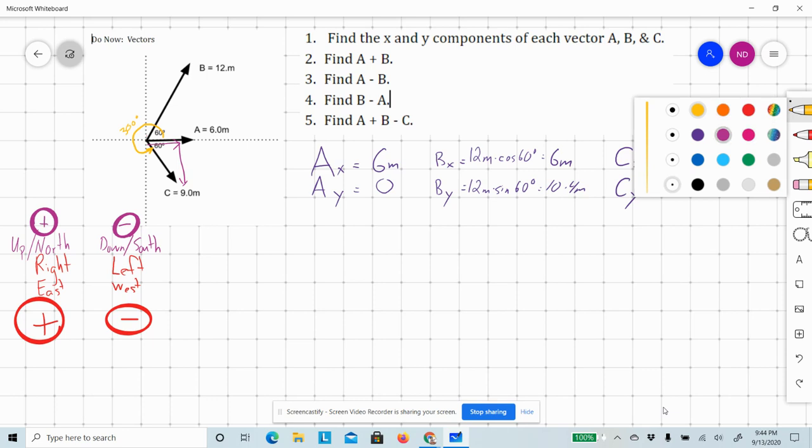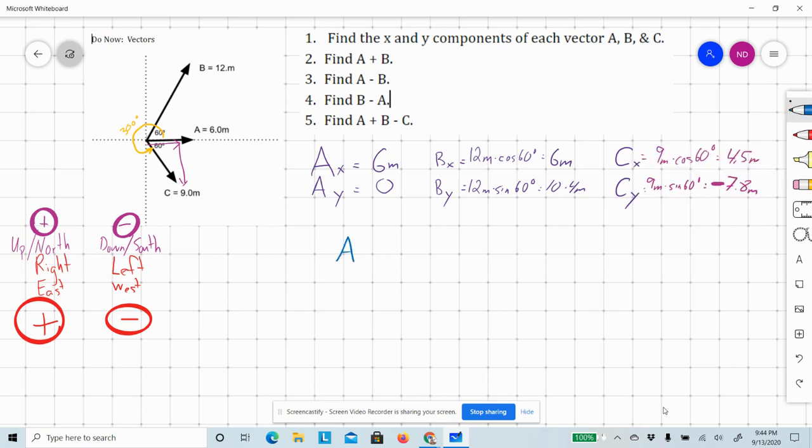But the way to solve this, let's pick a nice color here. Now we go A plus B. That's going to be A sub x plus B sub x, and then A sub y plus B sub y. You can do this graphically. In class, you've probably heard me say this, and if you haven't, you're going to hear me say this a lot. You add vectors tip to tail. You add vectors tip to tail.